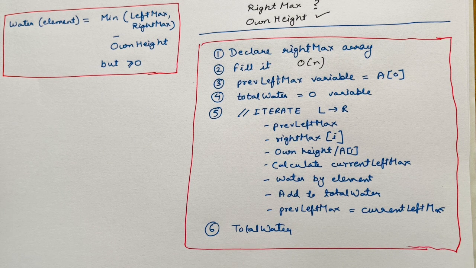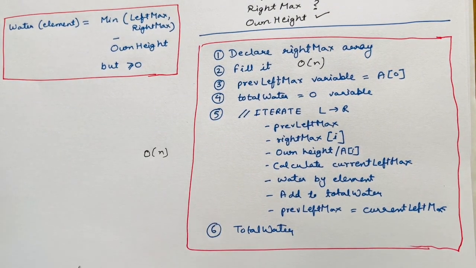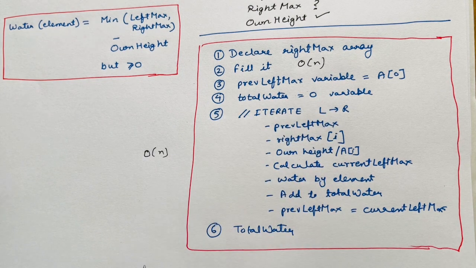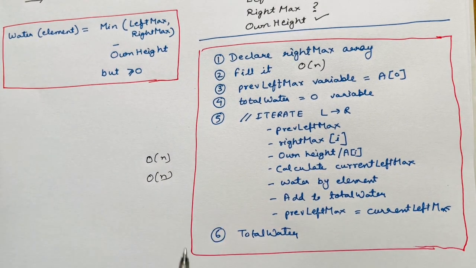Now, what will be the time complexity of this algorithm? It will be big O of n because we are iterating only once here, and in the previous iteration we just filled the right max array. The space complexity will also be big O of n, but we are filling only one array, the right max array, and not the left max array.